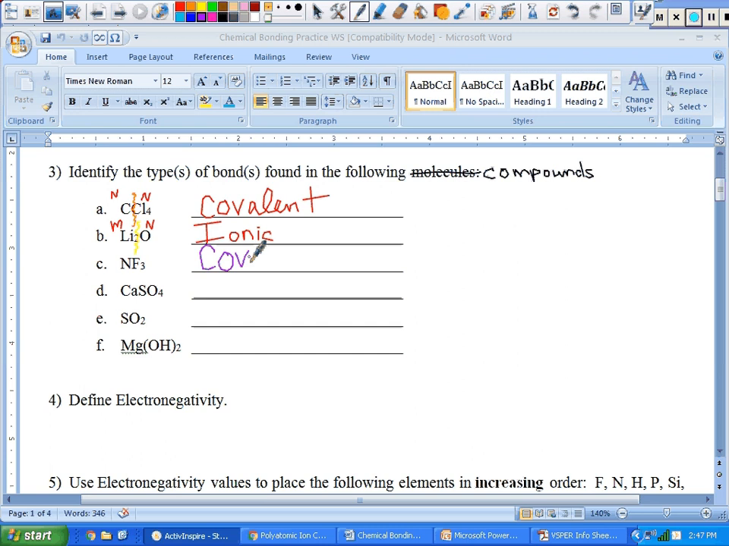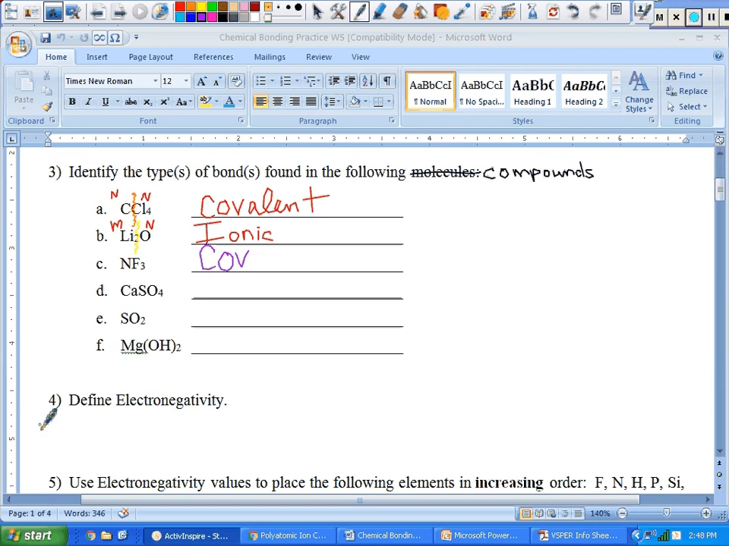Now, I want to pause and take this moment because we just talked about the two different types of covalent bonds. What two different types are there? The two types of covalent bonds. Look back at number 1. Polar or non-polar? The only way that you know if this molecule is polar or non-polar is by drawing it, which we will get to in a little bit. So just hold off on labeling it that, okay?